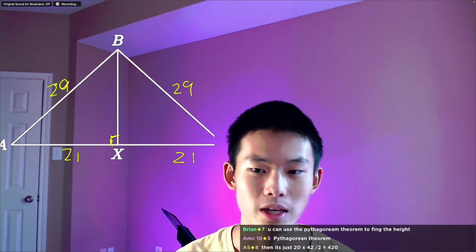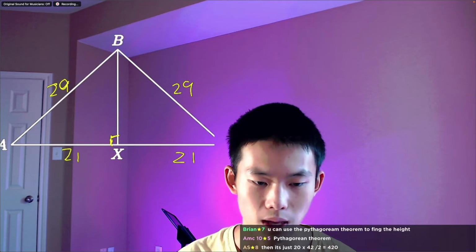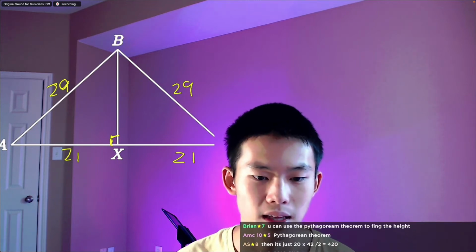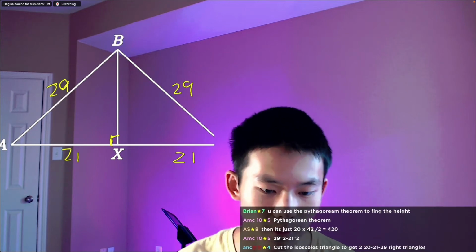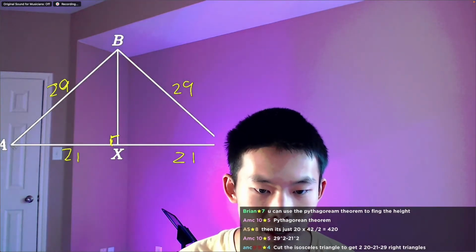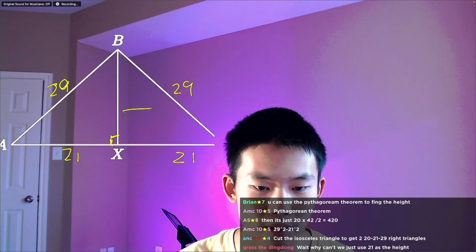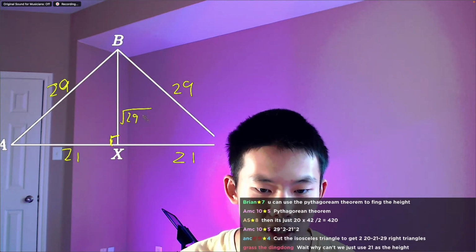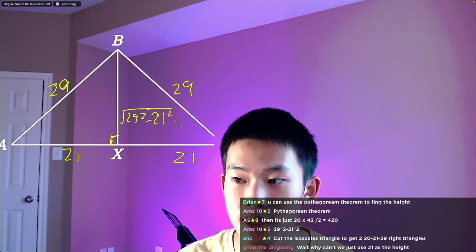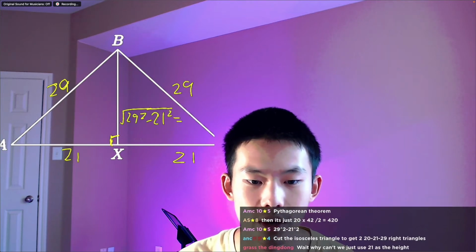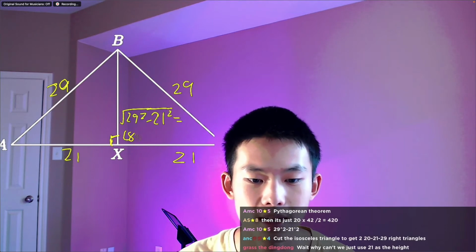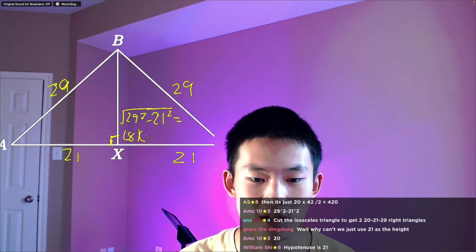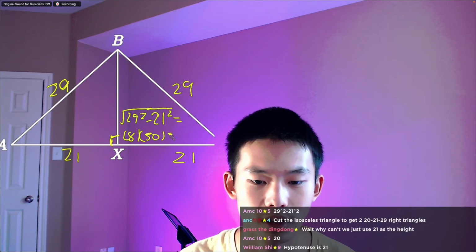So using the Pythagorean theorem, we can figure out the height as 29 squared minus 21 squared. And using some difference of squares, we can compute this as 29 minus 21, which is 8, times 29 plus 21, which is 50, which equals 400.